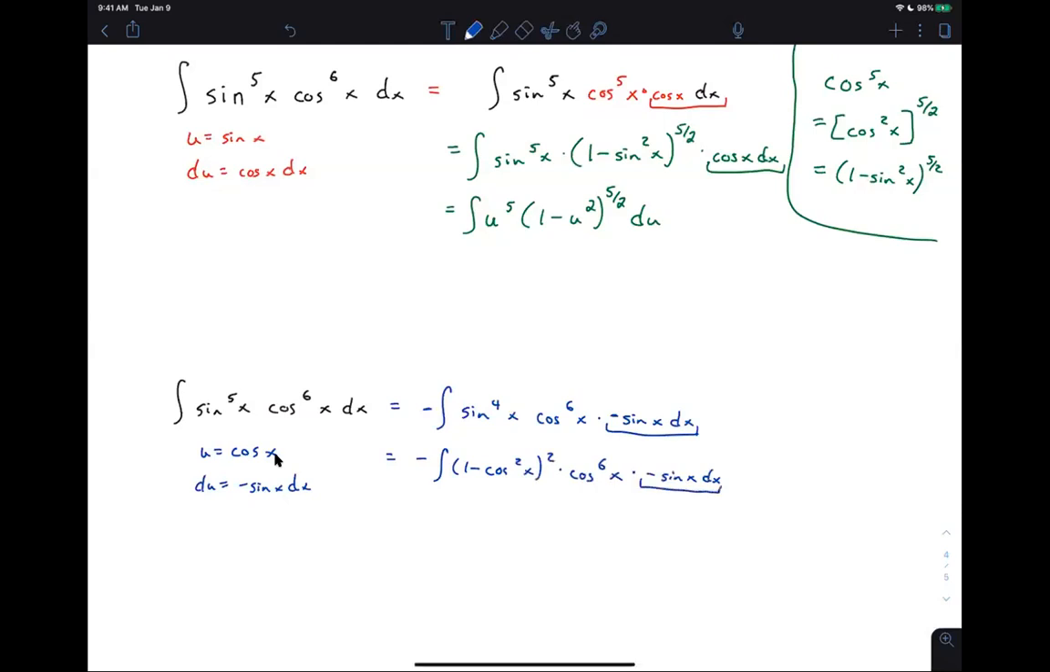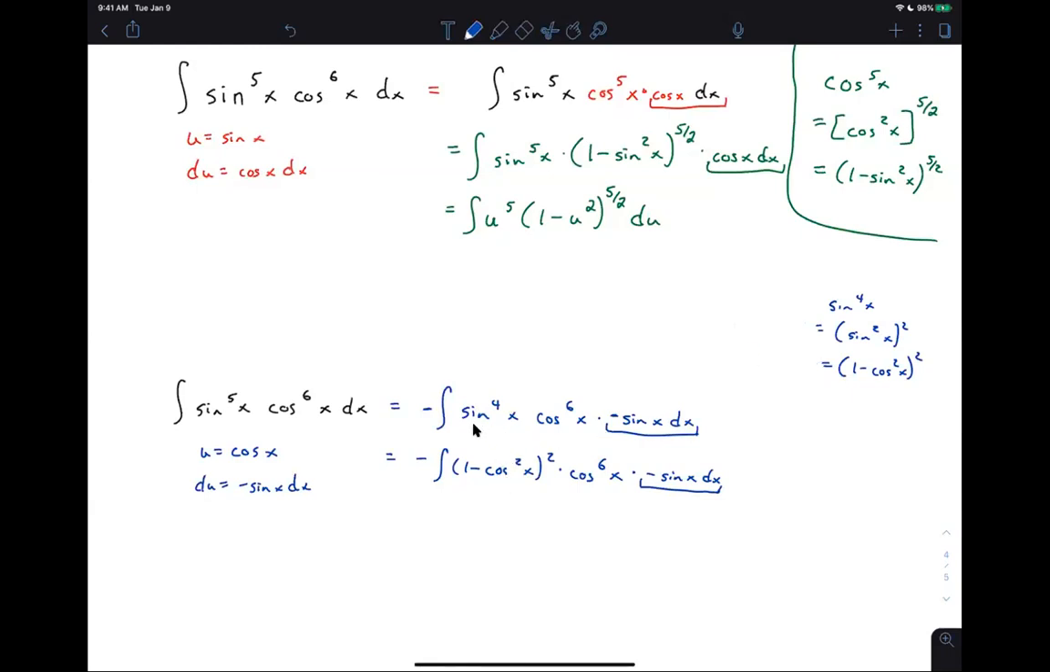dx. And the side work over here is that sine to the 4th x is the same thing as sine squared, and then sine squared is 1 minus cosine squared. So we get it to that. So that's what we're doing to go from here to here.